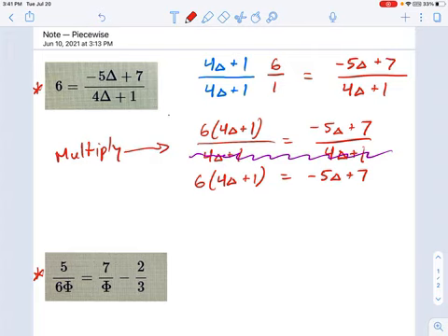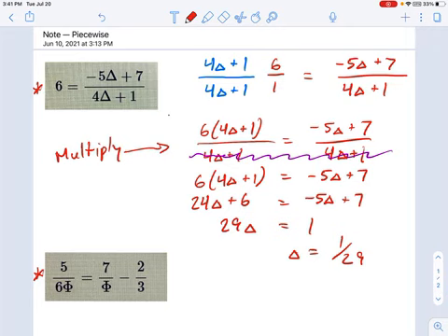In any case, now we just simplify this by collecting all our like terms together. So we have 24 delta plus 6 equals negative 5 delta plus 7. Move things over, so we have 29 delta on this side and 1 over there, so delta equals 1 over 29. Okay, that's it. We're done, right?